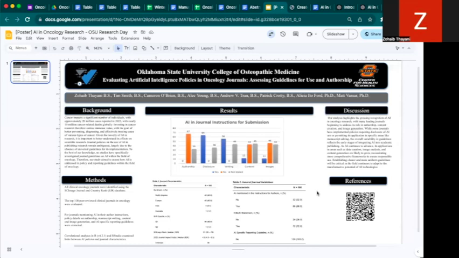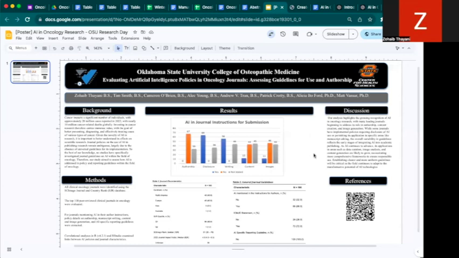So what we did is we searched the top 100 oncology journals within the SJR database. We were able to look at all 100 of those and use their instructions for authors. We looked to see if they had any details on authorship, on manuscript writing, whether or not they allowed for content itself, like writing content, as well as creating images like graphics. And we conducted a correlational analysis with RStudio.